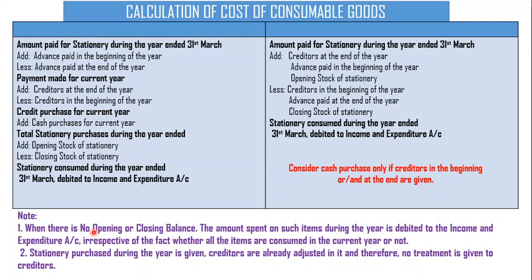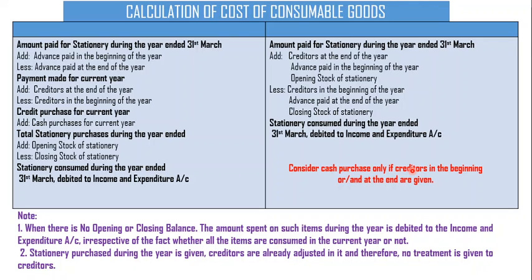Okay, and if stationery purchase during the year is given, then creditors are already adjusted in it. So as I explained just now, if it says purchases, that means cash and credit purchases both are included. But if something is missing, if one is given, the other you have to take. Cash purchase given, you have to search for the credit purchase. Credit purchase given, you have to search for the cash purchase.